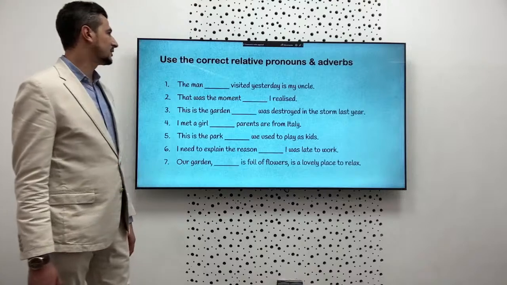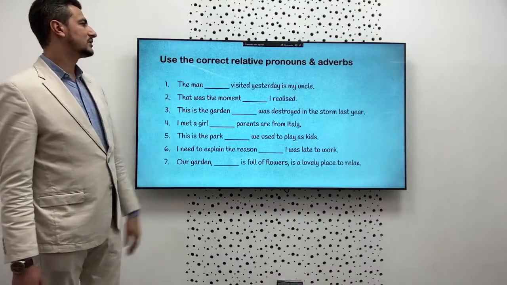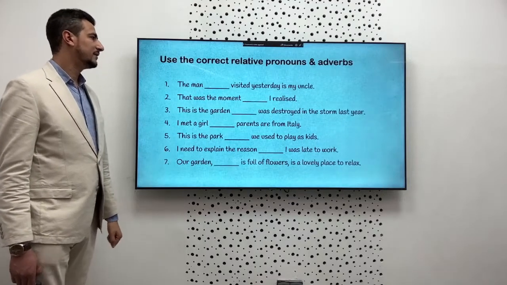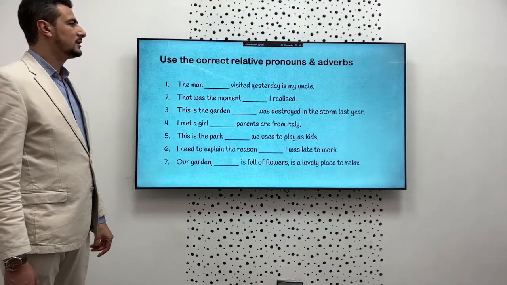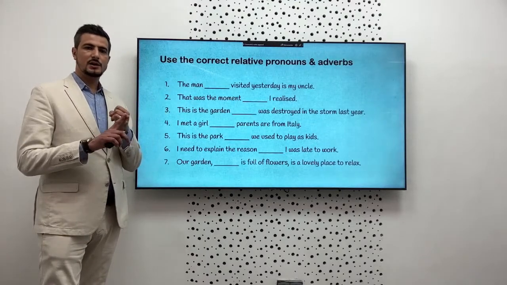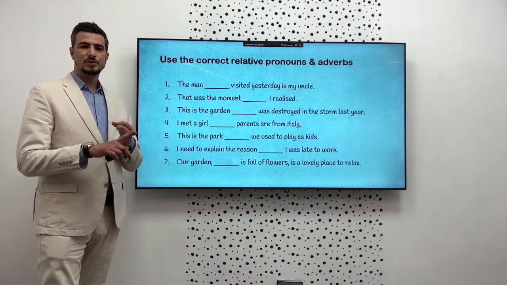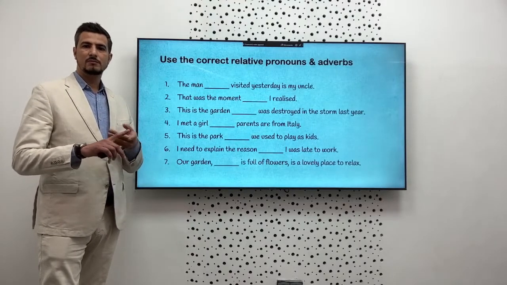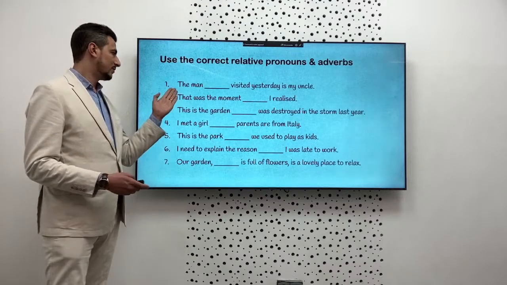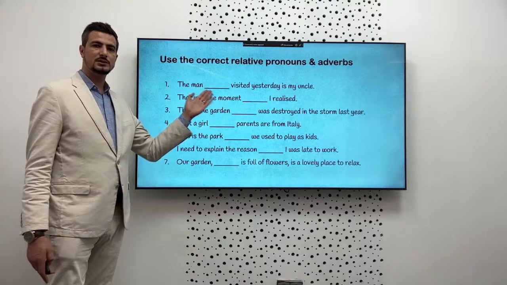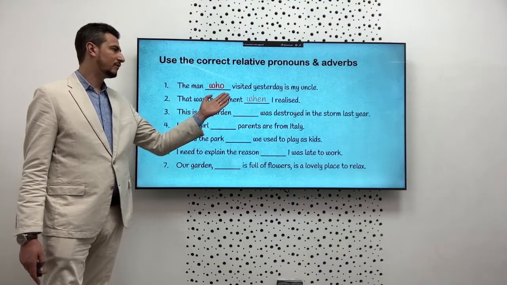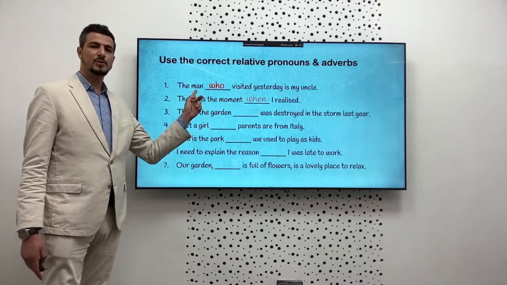Let's do this exercise very quickly. Use the correct relative pronouns or adverbs. The first one: the man visited yesterday is my uncle. The man, you have to ask yourself a question. Is he a place, a person, a time, an object, or someone that possesses something? So the man visited. In this case, what are we going to use? The man who visited, because the man is a person.